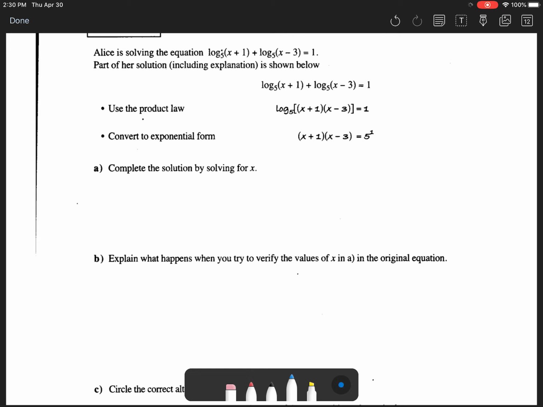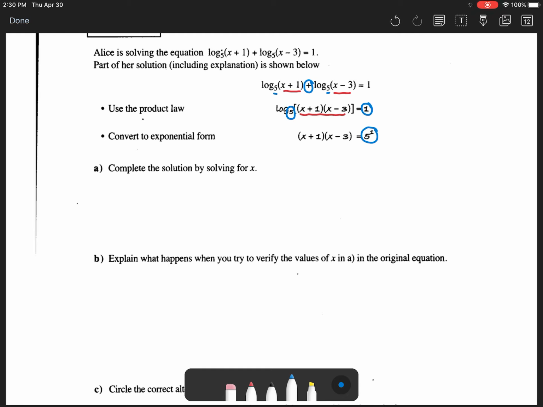So here's what happens with Alice's solution. In step 1, she notices that she is adding log expressions and she has the same base. So that allows her to multiply the arguments together. She multiplies the x plus 1 by the x minus 3, and you can see that is what happens in the second step. Going from step 2 to step 3, she then converts to exponential form. She then goes 5 to the exponent of 1, which you can see here, equals that argument, which is the x plus 1 times the x minus 3. So she's converted now into exponential form.